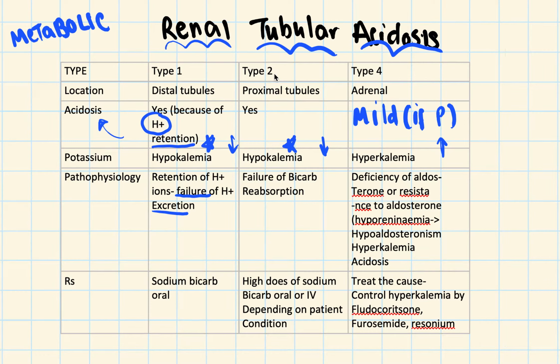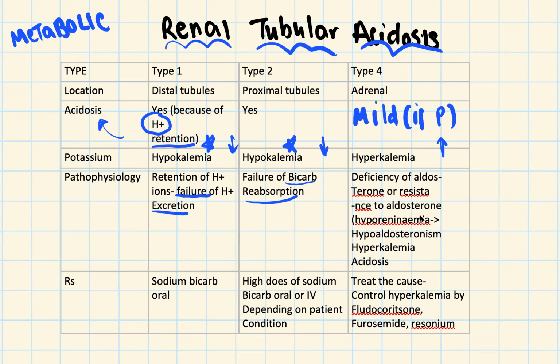Then, for type 2, this is due to failure of bicarb reabsorption. And remember, bicarb is a compound that helps make the conditions more alkaline. If there is no bicarb, you, by definition, will then get acidosis. So once again, this is acidosis.